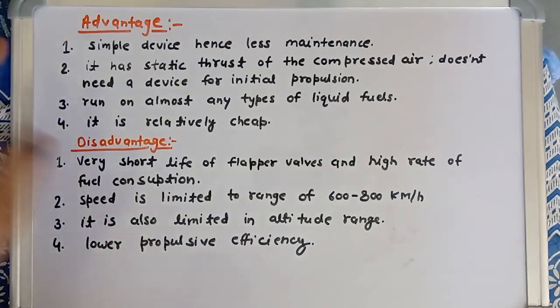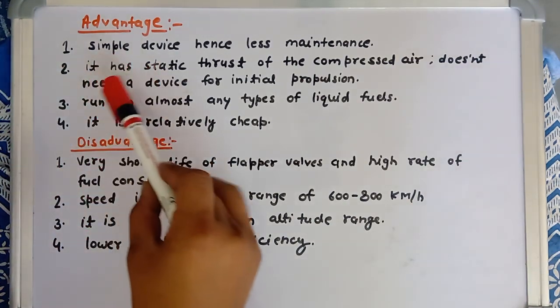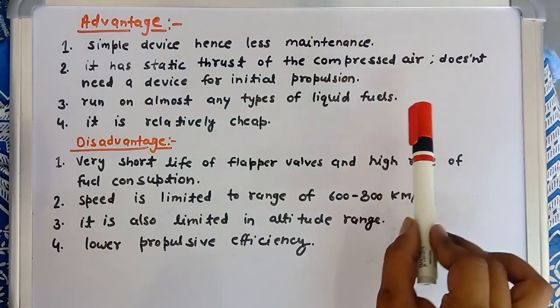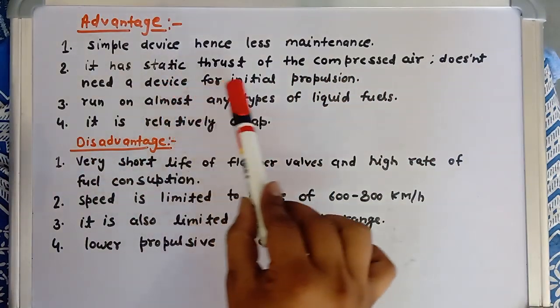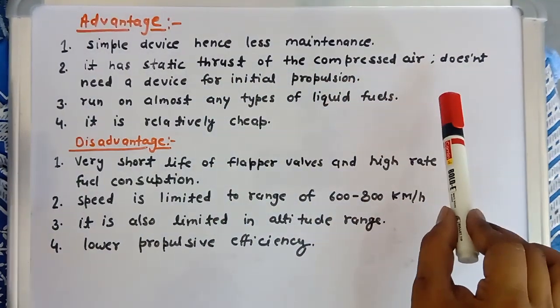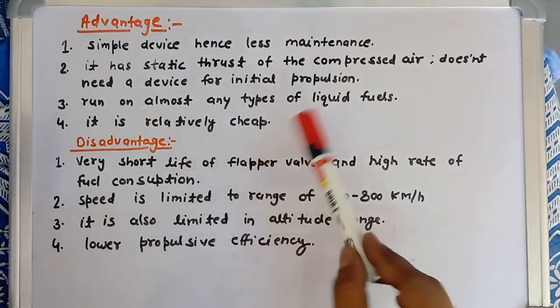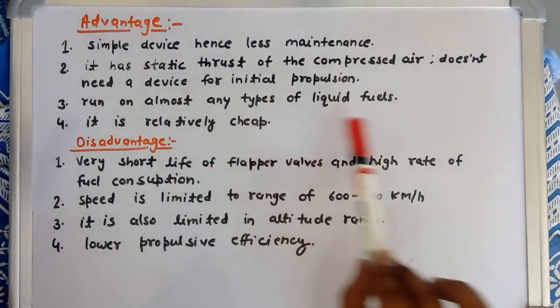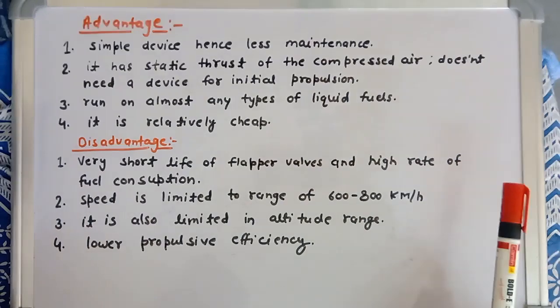Now we will discuss the advantages and the disadvantages of the Pulsejet engine. Let's discuss first of all the advantages. It is a simple device, hence less maintenance cost. It has static thrust because of the compressed air, so it doesn't need a device for initial propulsion. It runs on almost any type of liquid fuel.